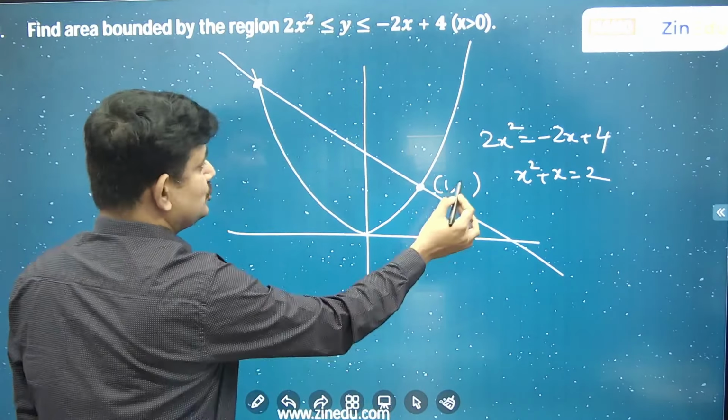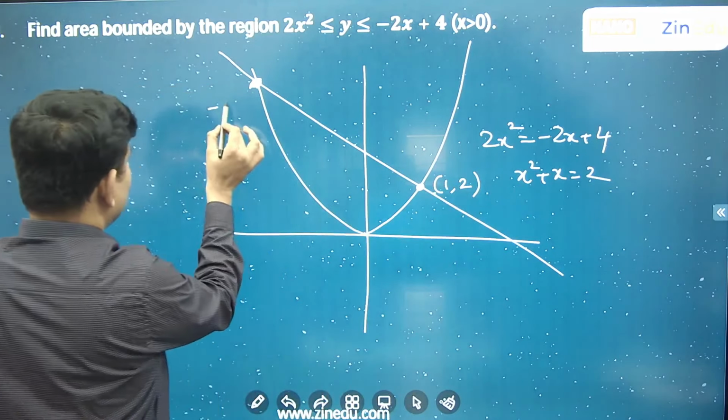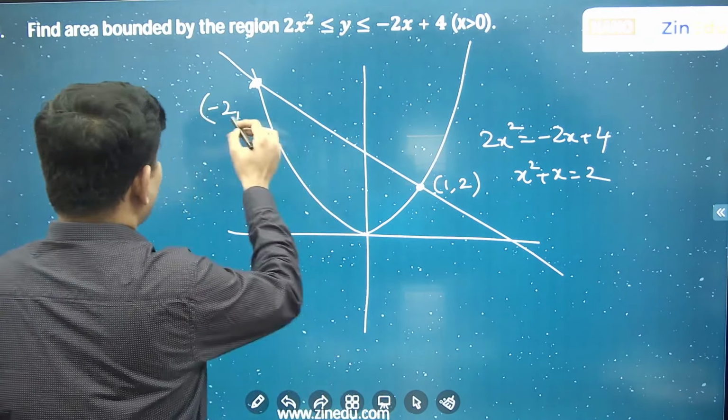What is the other point? X equal to product of the roots is minus 2. One root is 1, so the other is minus 2. If x is minus 2, y will be 8. Okay. So, this particular area you have to find.